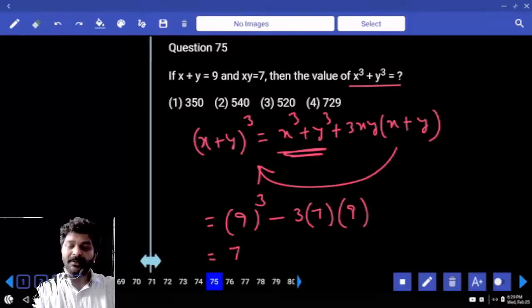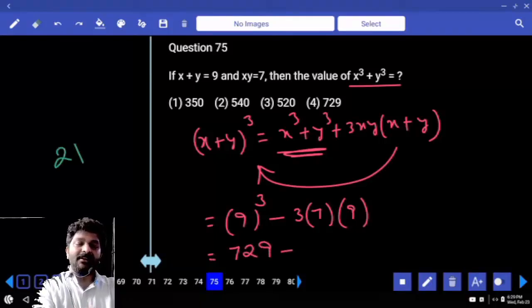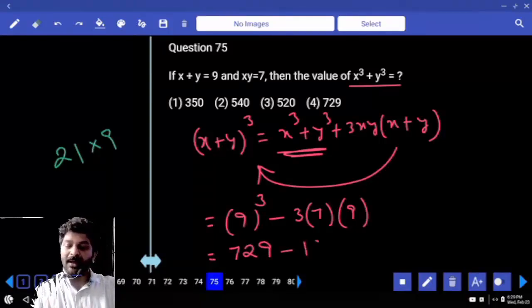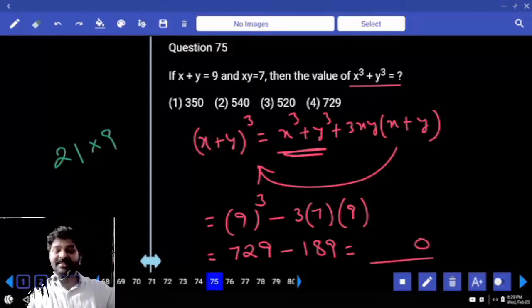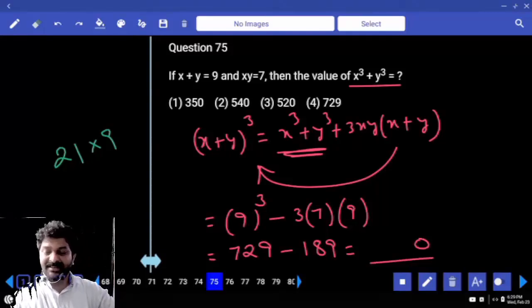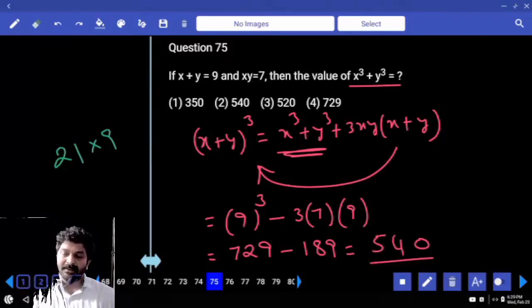9 cube is 729, 3 into 7 is 21, 21 9 times is 189. Subtract, 729 minus 189, that is equal to 540. Answer, 540. Yes, 540. Over.